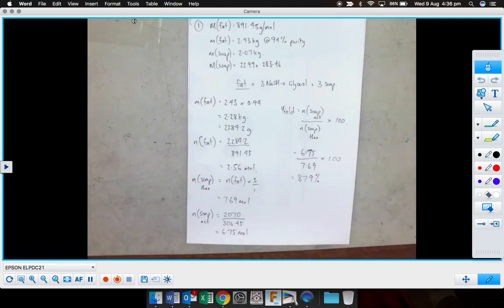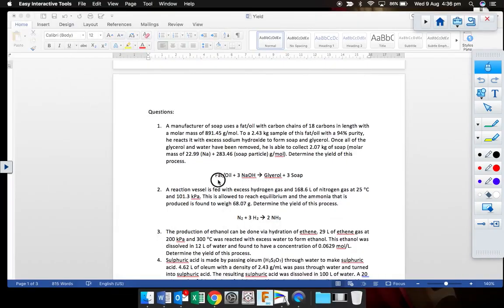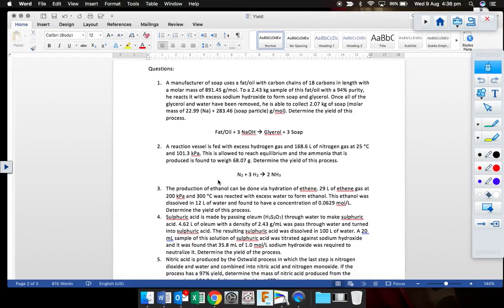Let's have a look at the next question. Right, so we're going to do question number 2. So let's have a look at that. A reaction vessel is fed with excess hydrogen gas and 168.6 litres of nitrogen gas at 25 degrees Celsius and 101.3 kilopascals. This is allowed to reach equilibrium, and the ammonia that is produced is found to weigh 68.07 grams. Determine the yield of this process.